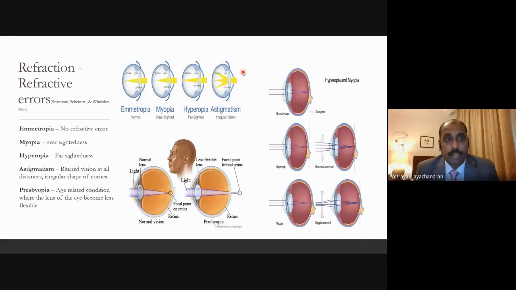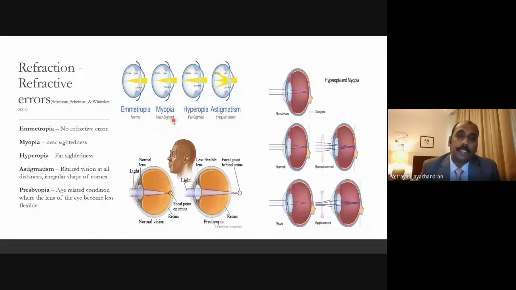Next we have to deal with refractions. Refraction is how the image is seen without any problems. If your refraction is normal, we call it emmetropia. Emmetropia means normal refraction. You don't have any problem in viewing objects. If you have any problem in refraction, then we call it a refractive error. There are different types of refractive errors. We have myopia, hyperopia, and astigmatism.